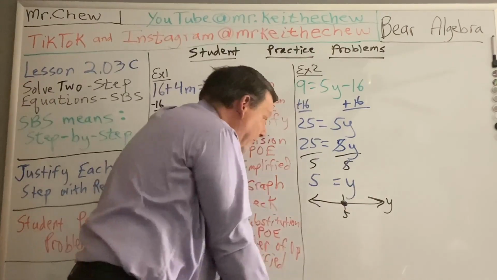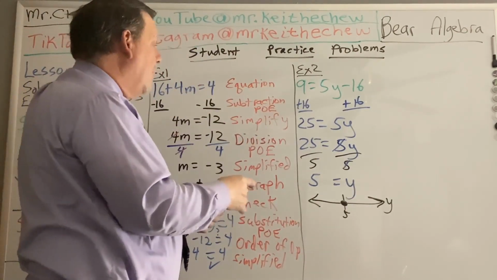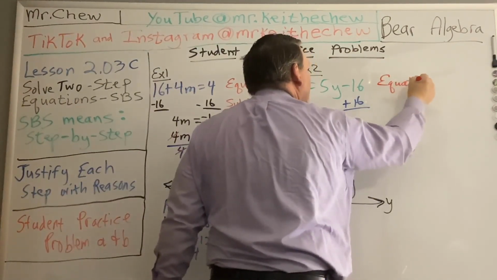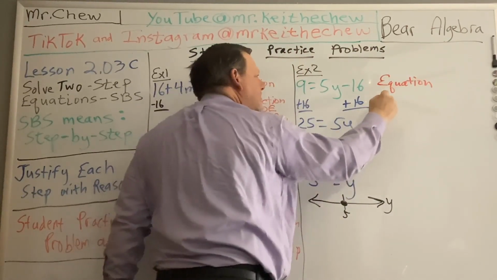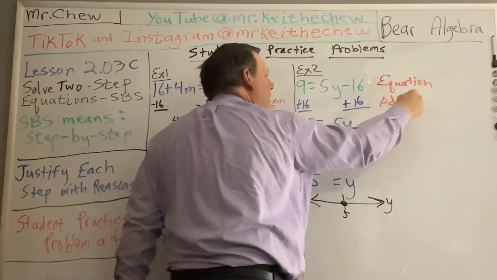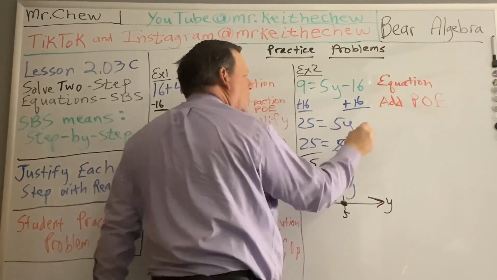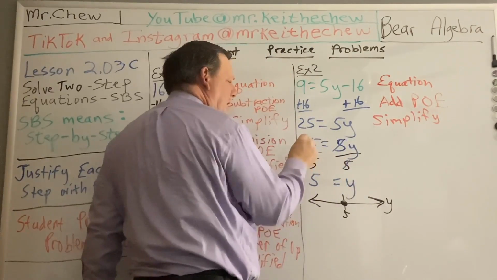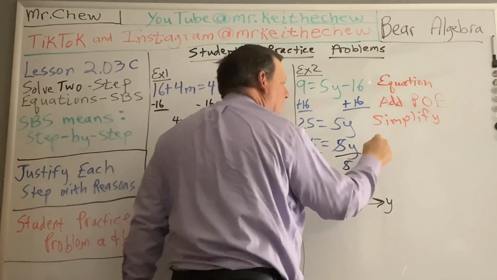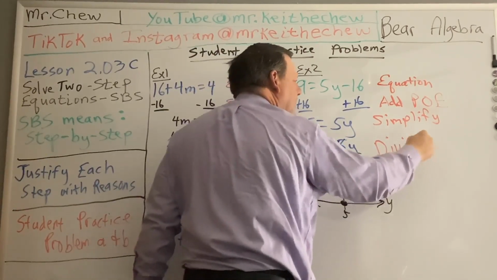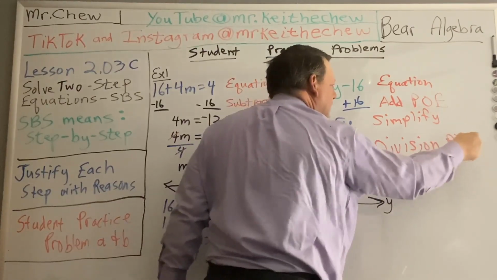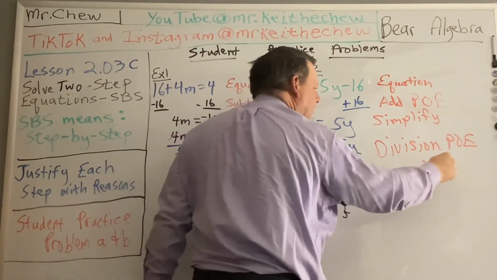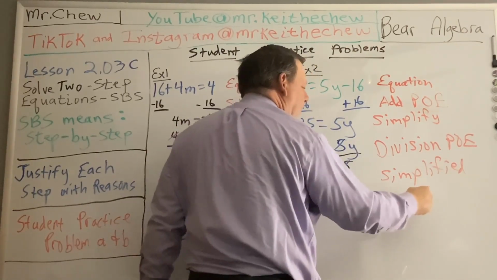Okay, so that is solving it. I haven't checked it yet. So now let's go back over here and let's write each step. Here's my equation. This is the addition property of equality. Right here, I simplified it. And here I divided both sides. So that's called the division property of equality. Here I simplified. And then here is the graph.